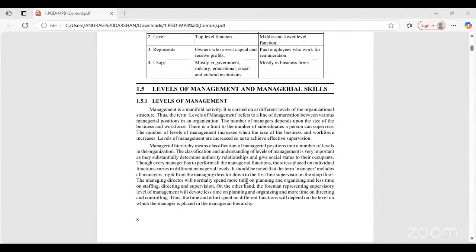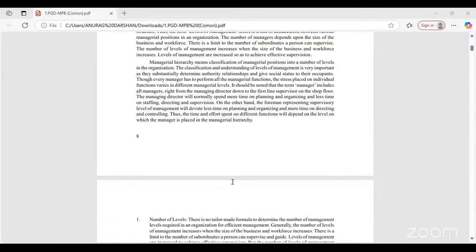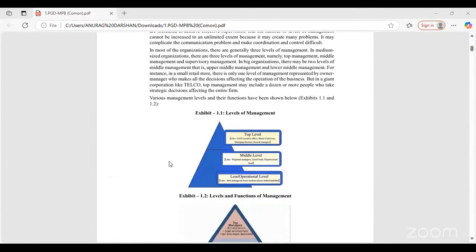Now, coming to the levels of management, it is nothing but the line of demarcation between various managerial positions in an organization. So you're going to demarcate the number of positions in an organization. The number of managers depends upon the size of the business and the number of employees. For example, if there are only 10 employees, you can have only one manager who can control them, or you'll have five managers, each one of them controlling one person. So depending upon the size, depending upon the number of workforce, you have the levels of management.